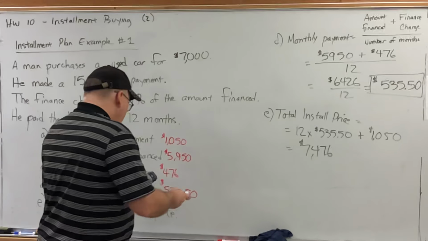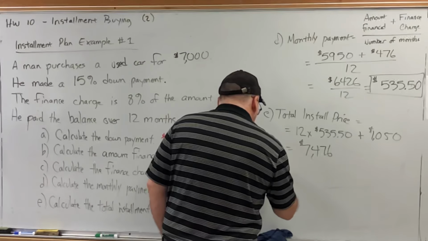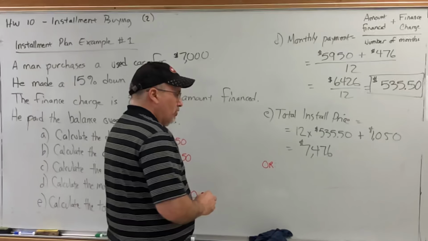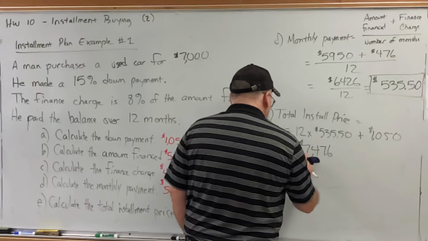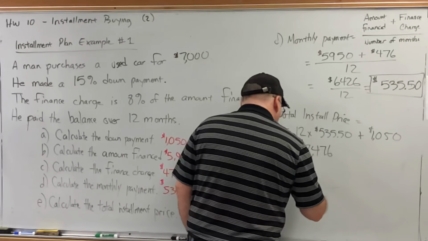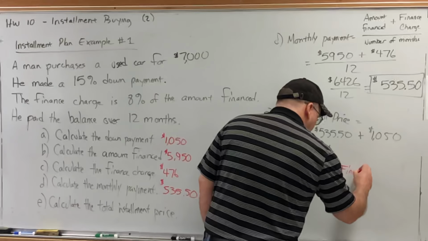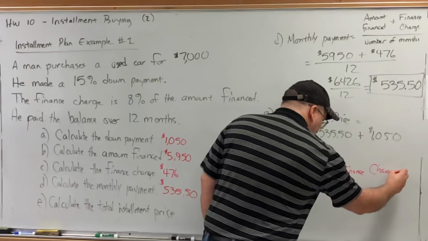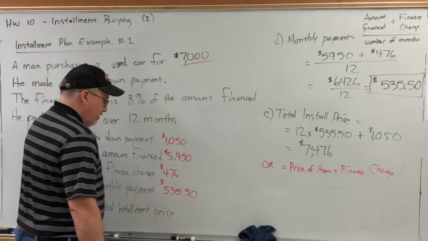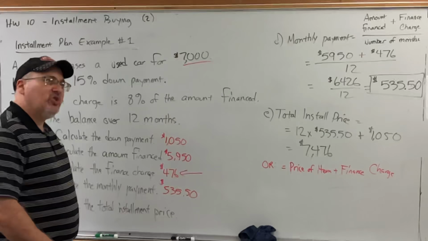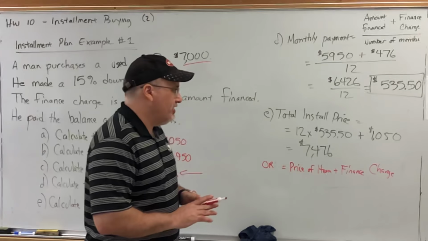But some of you might be thinking that's not the only way to figure out the total that I paid. Because I can figure out the total that I paid by just figuring out the total that I owe you. So in other words, I could calculate total installment price by simply adding the price of the item plus the finance charge. And if you'll notice, that's exactly what we got here. Because I just bought a $7,000 car and agreed to pay an extra $476 for the privilege of paying it out over 12 months, the sum of which is $7,476.